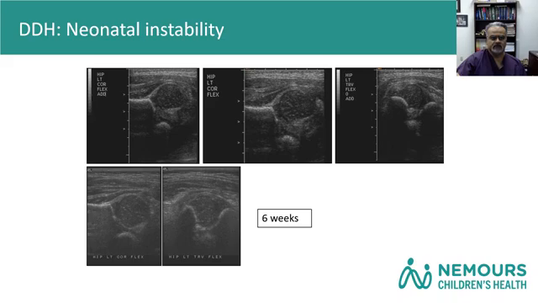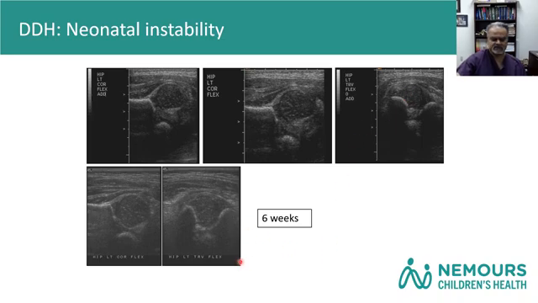So here is an example of neonatal instability. This is a baby seen close to birth. You can see that there is some echogenic material in between the triradiate and the femoral head on the coronal flexion views. On the coronal adduction view, there's a little bit more separation here. Same thing on the transverse flexion and adduction view. You can see a little bit of separation in between the triradiate and the femoral head.